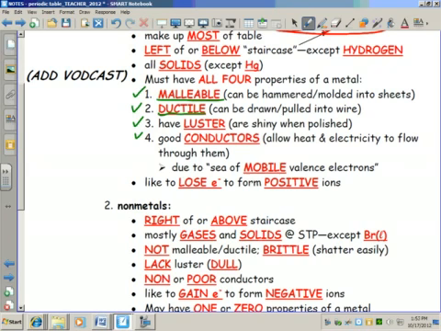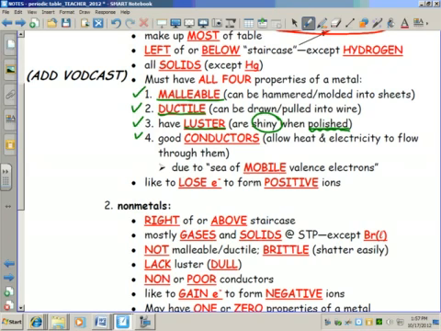The third property is luster. Luster means that it's shiny. What's important is it's shiny when it's polished. You're going to look at a couple of the samples in the lab that we're going to do to classify elements as metals, nonmetals, or metalloids, and you'll see that some appear to be shiny, but when they get polished, they actually become dull, scratched. If that's the case, that means it doesn't have metallic luster.